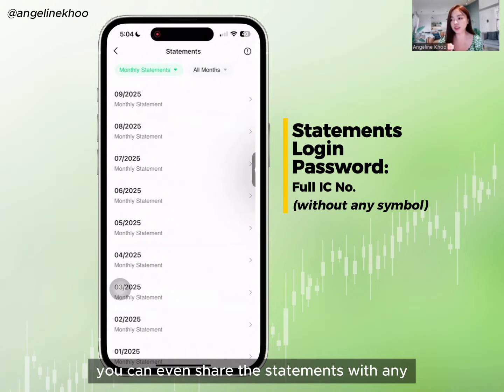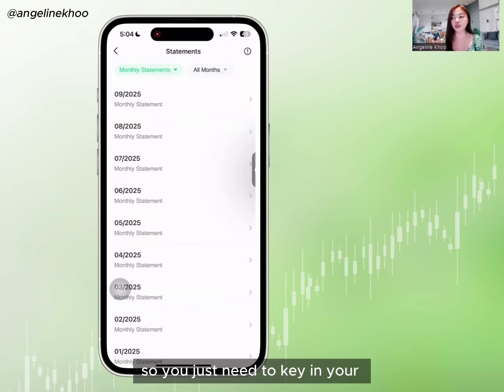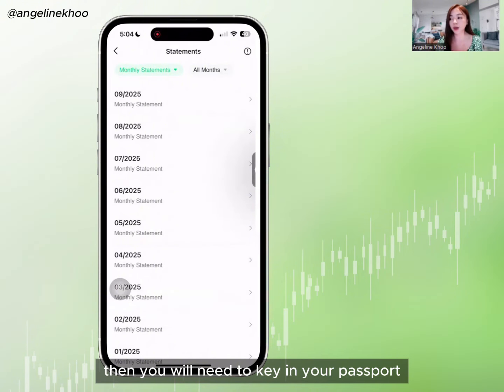You can even share the statements, let's say if you're applying for loans or anything. So you just need to key in your 12-digit IC number. If you're a foreigner, then you will need to key in your passport.